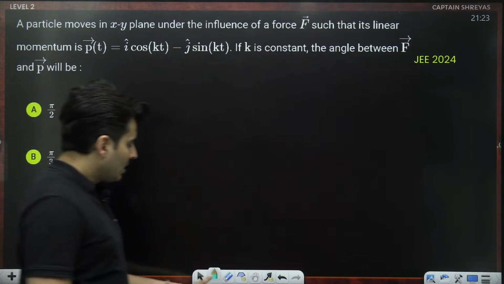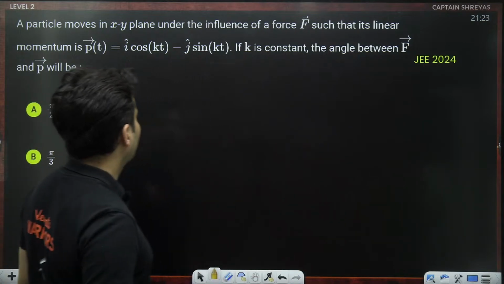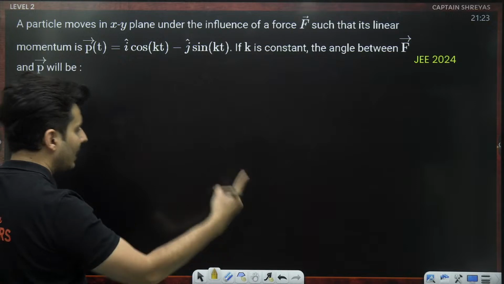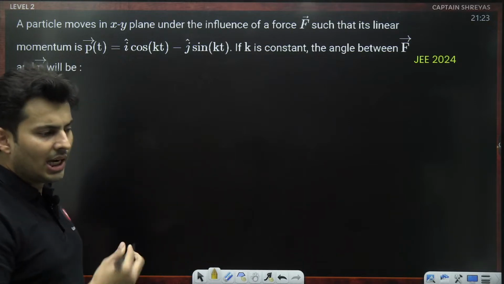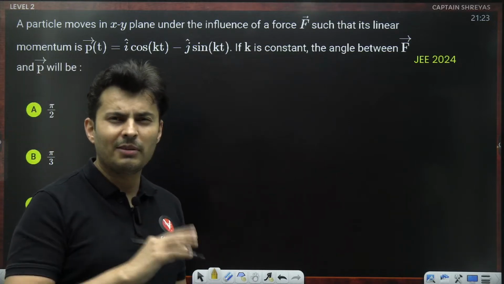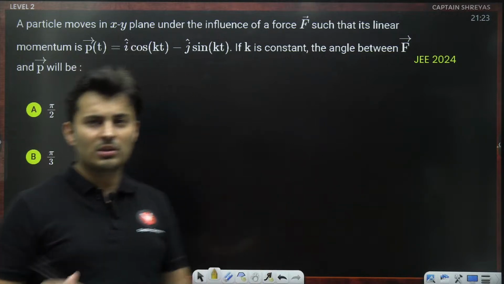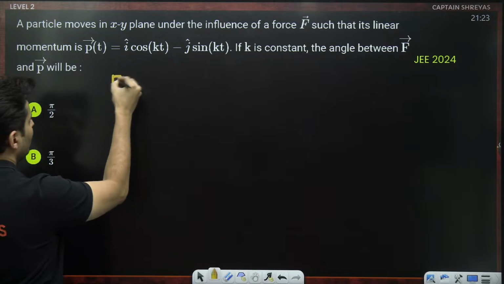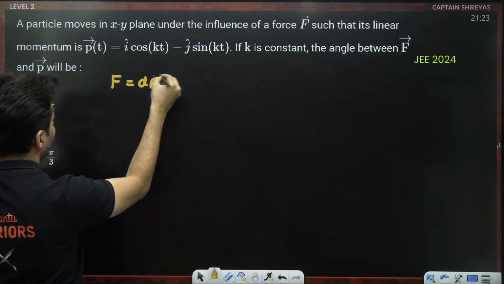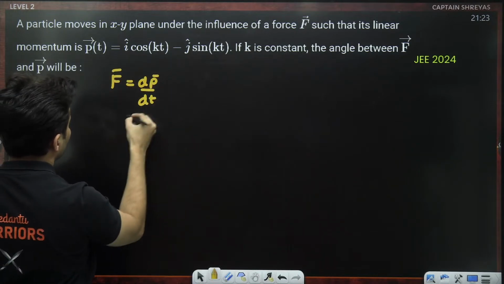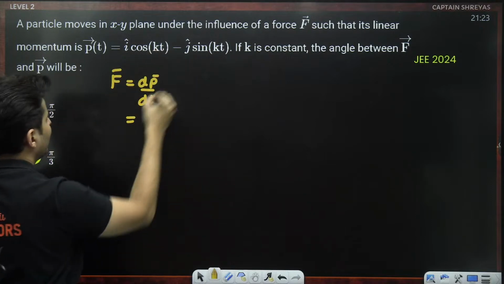Now, if you notice over here, since momentum is given and angle is asked with the force, I think we should use the dot product. Remember, whenever angle questions come with vectors, you use the dot product. But I don't know the force, so use Newton's second law. Newton's second law says force is nothing but rate of change of momentum. So differentiate this with respect to time.